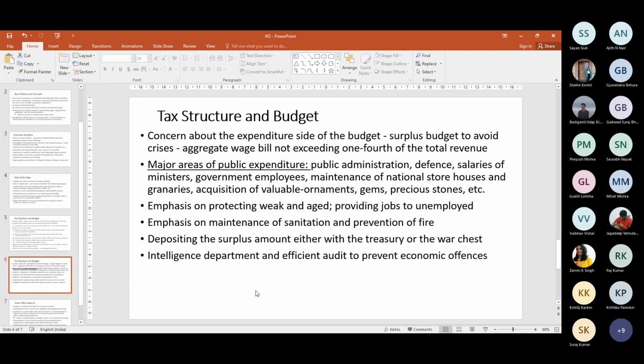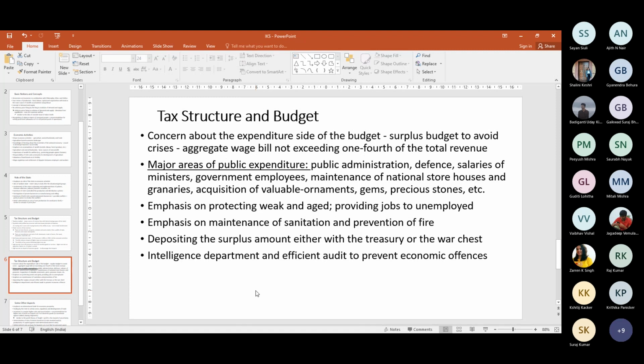Arthashastra also talks about maintenance of sanitation facilities, prevention of fire, basically safety and security of people, public health, social protection, etc. And in today's context also, we see various social security schemes and programs of the state governments and the central government. We also see various measures towards sanitation, drinking water, cleaner cooking fuels, better housing facilities.